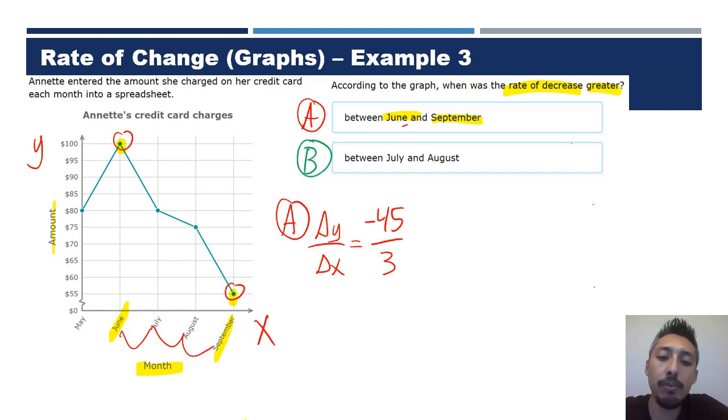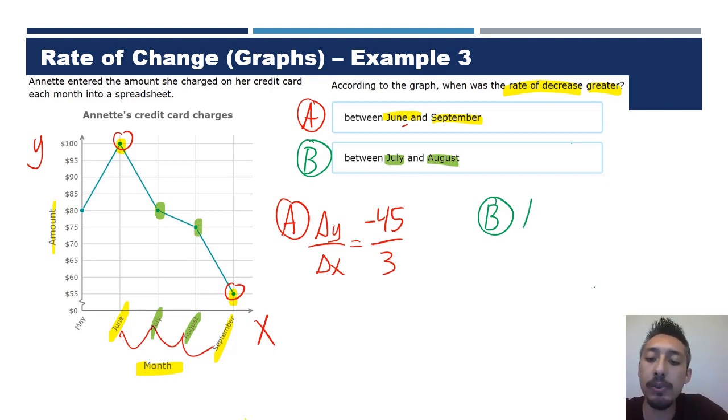Let's try option B. For option B, we're looking for the rate of change between July and August. So July and August are right here next to each other. In July, she had a charge of $80. In August, she had a charge of $75. Now let's find the change of y over the change of x. Let's find the rate of change.